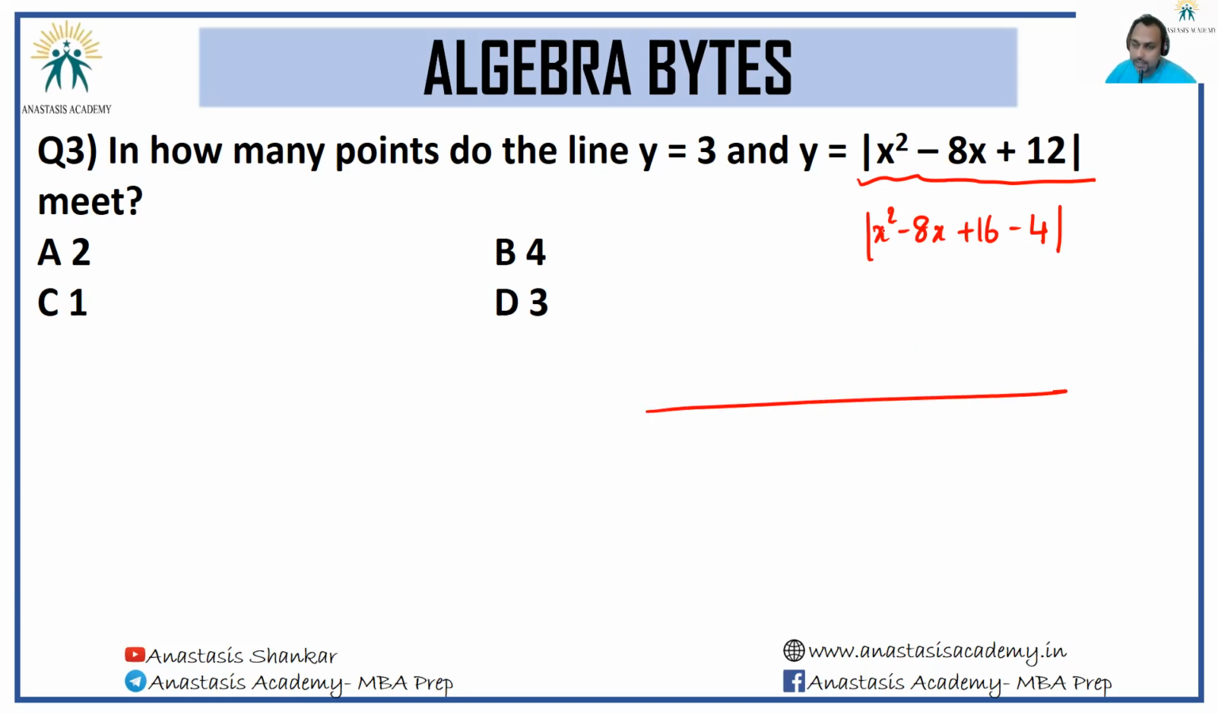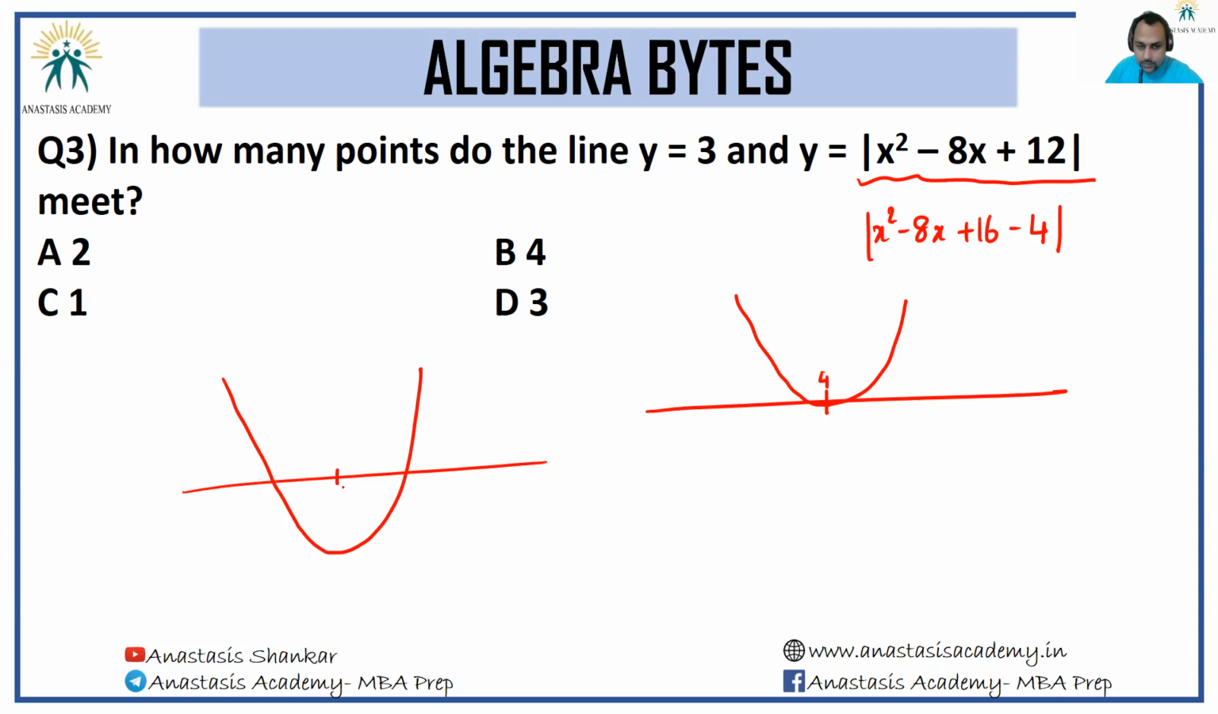Now if it had only been x square minus 8x plus 16, it would have gone like this, crossing at 4, at x coordinate 4, but it is minus 4. So this graph will get pulled down. We will have something like this.